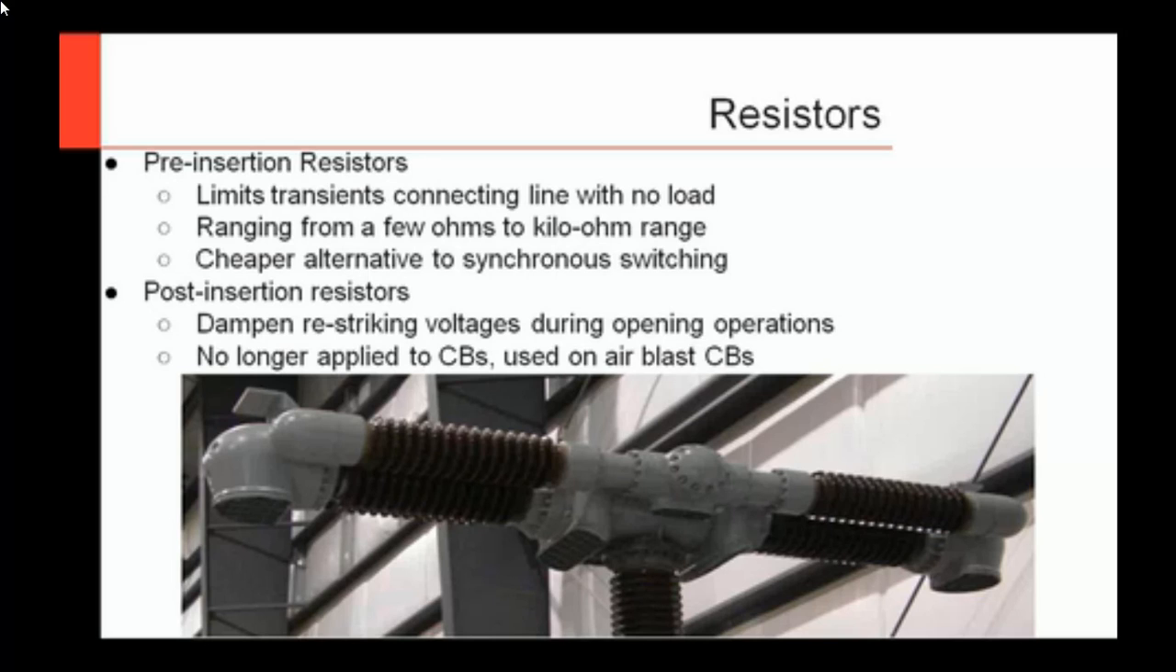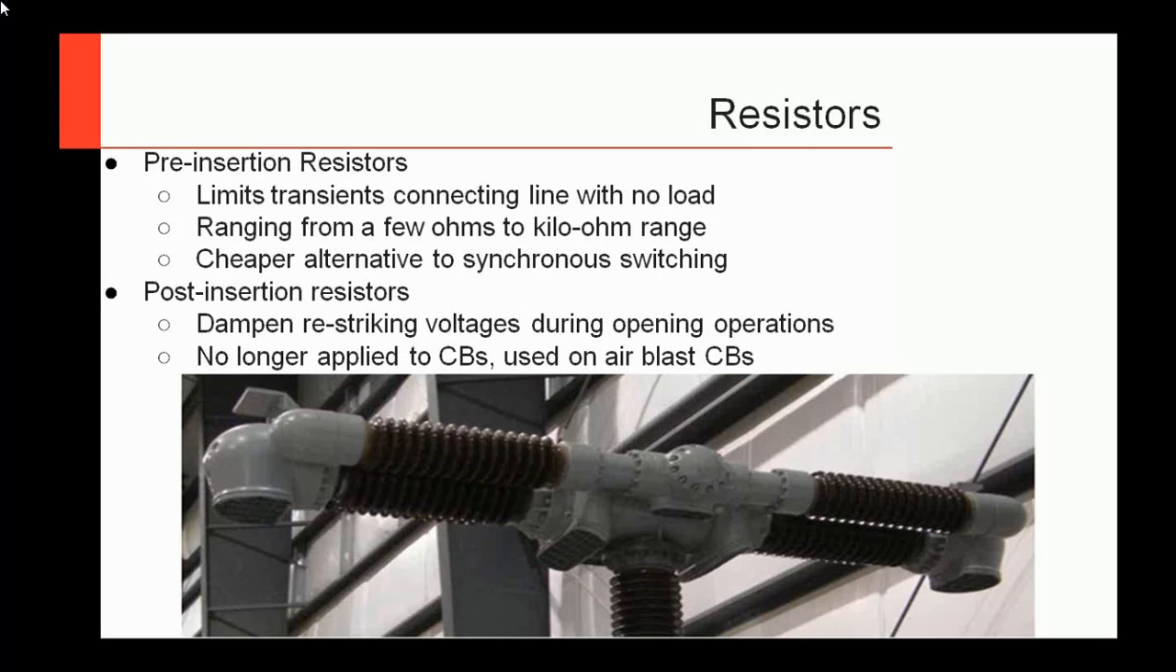An alternative to this is synchronous switching, where you have an IPO circuit breaker and you're operating each one at current crossing of zero. But this is more expensive and a little more complicated, so a lot of people just opt to put a pre-insertion resistor in. Generally you'll see these on oil circuit breakers, maybe 169 kV and above. On SF6, you'll see the resistors at 365 kV and above.